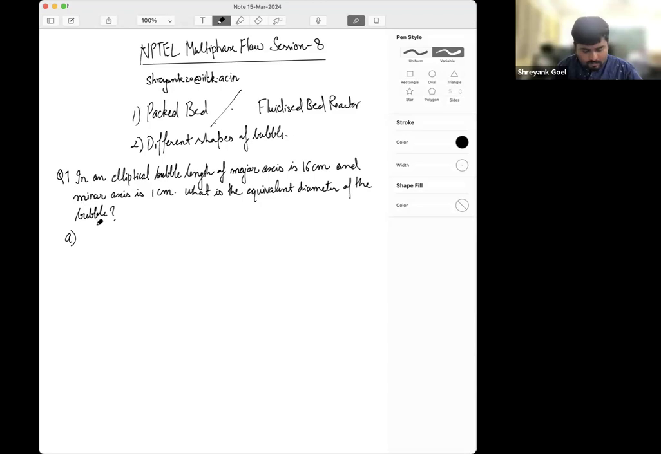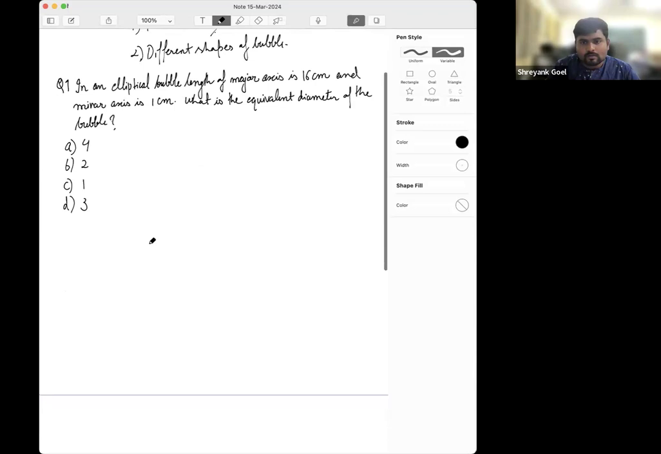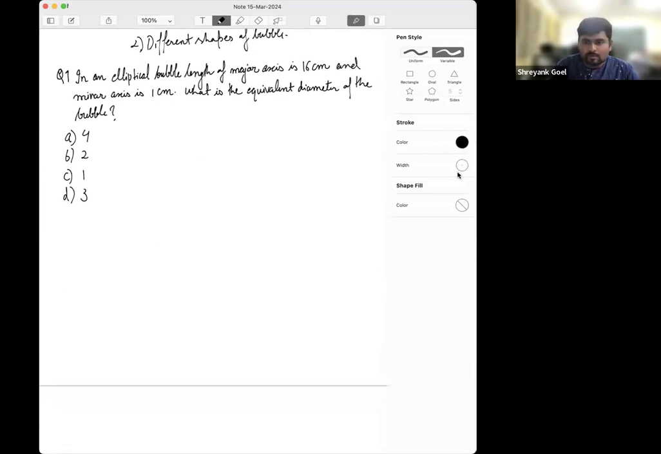Options are 4, 2, 1, 3. All of these are already discussed in the lecture, and we just need to use one formula. It's a very easy question, so I think you will be able to do it.